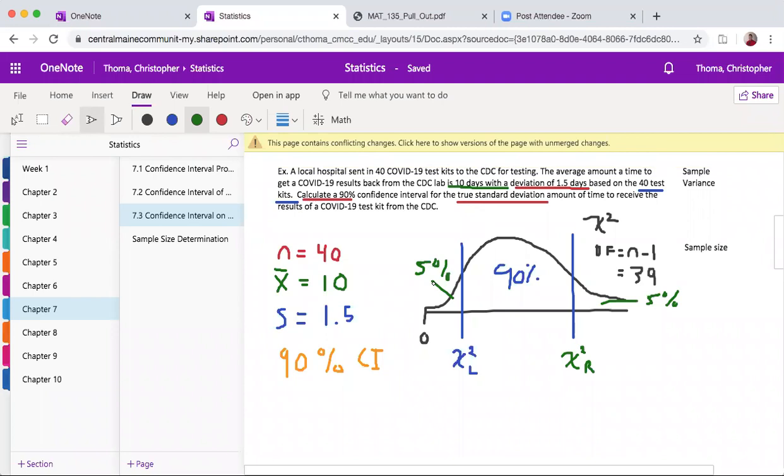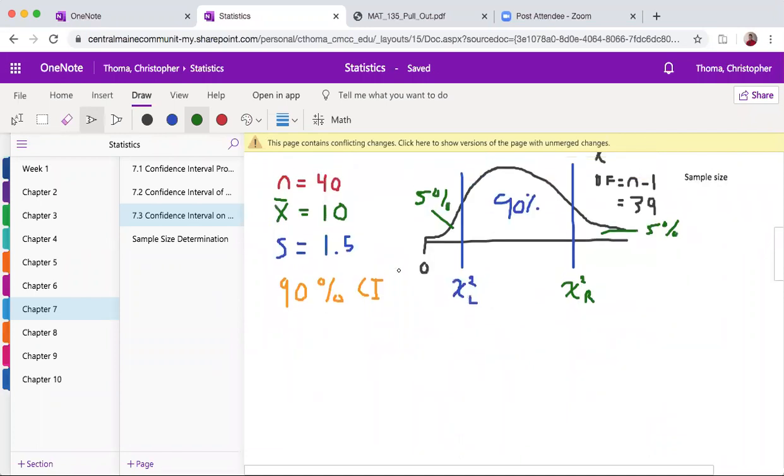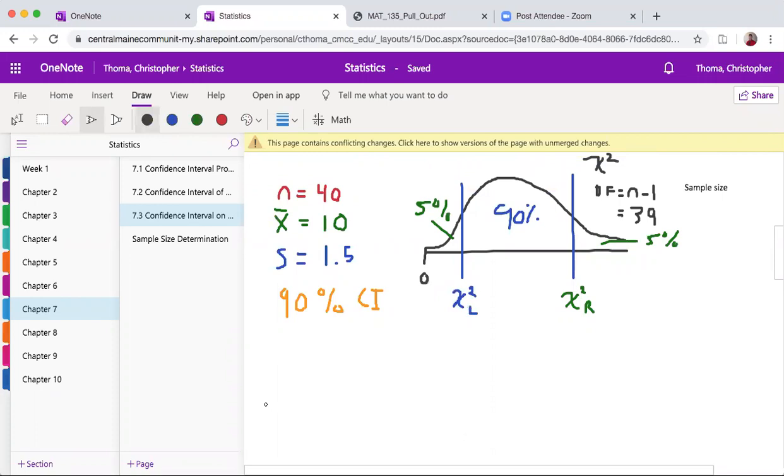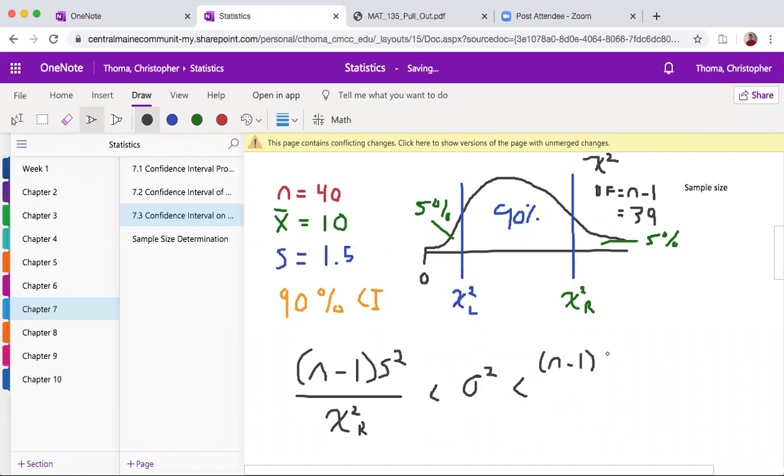So then we go to our pullout. Go to the formula that says variance. Try not to scroll too far down so we can see everything. And my confidence interval for variance is n minus 1 in parentheses times s squared over chi squared to the right, is less than sigma squared, which is less than n minus 1 times s squared over chi squared to the left.